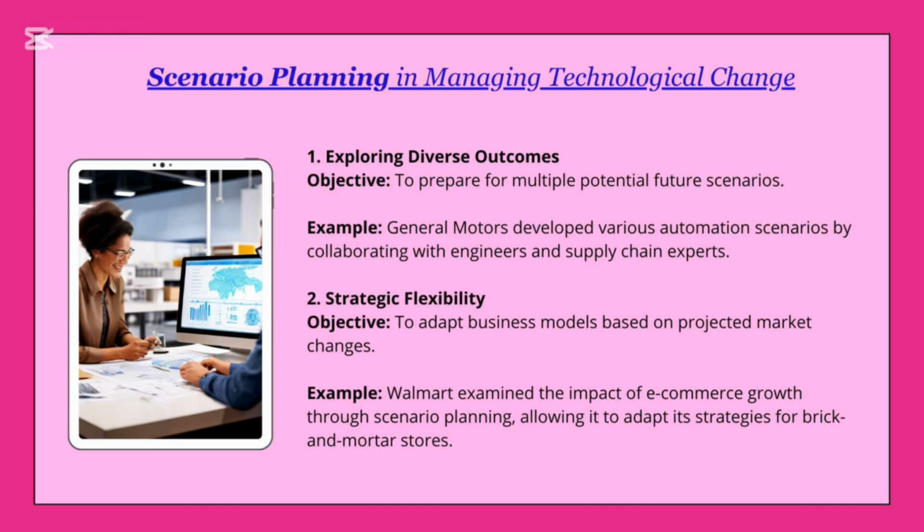Second is strategic flexibility. Objective, to adapt business models based on projected market changes. Example, Walmart examined the impact of e-commerce growth through scenario planning, allowing it to adapt its strategy for brick-and-mortar stores.